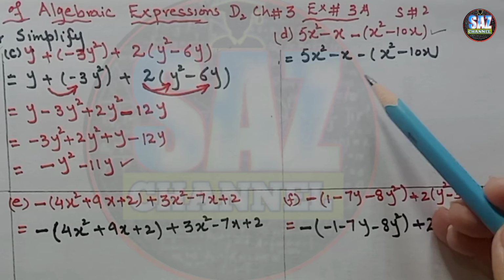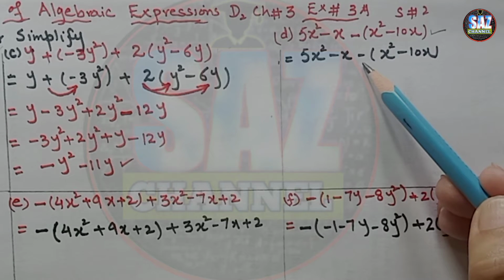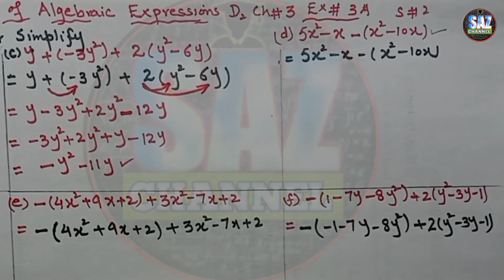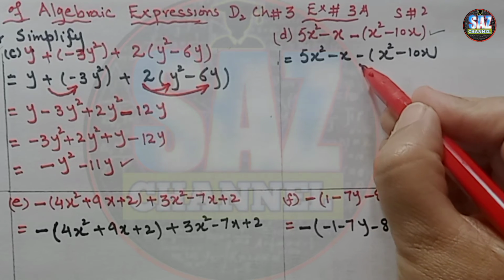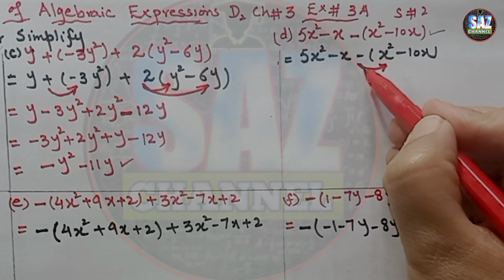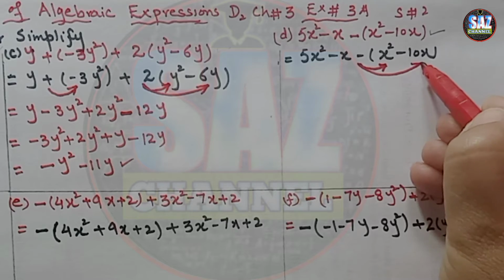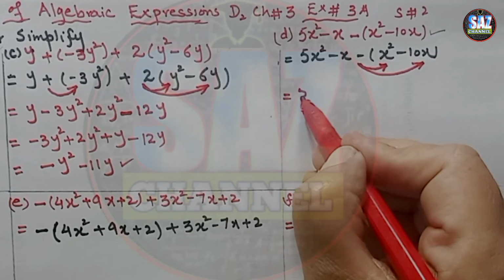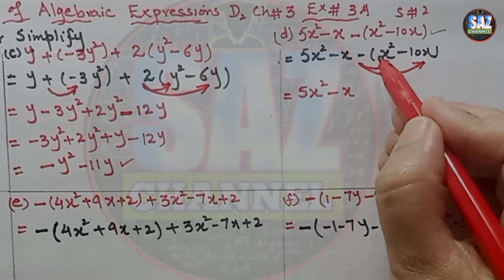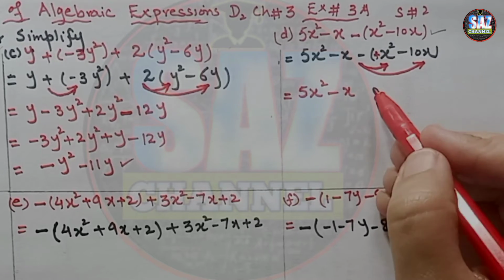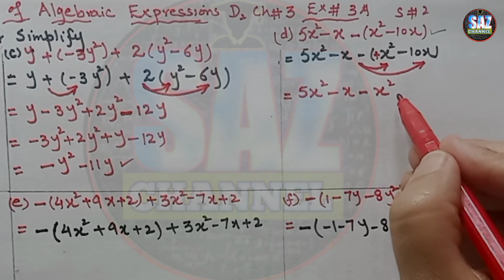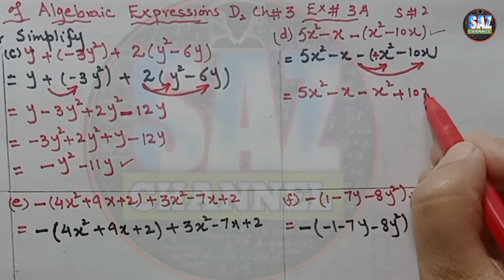Coming to D part, again here what we have to do is remove this bracket. We have to expand this portion, keeping the rule of signs of integers in your mind, that this minus sign or minus 1 has to be multiplied with every term inside the bracket, and the question will take the form 5x square minus x minus multiplied by plus, because when there is no sign, it's definitely a positive sign there, minus x square, and minus multiplied by minus is positive 10x.